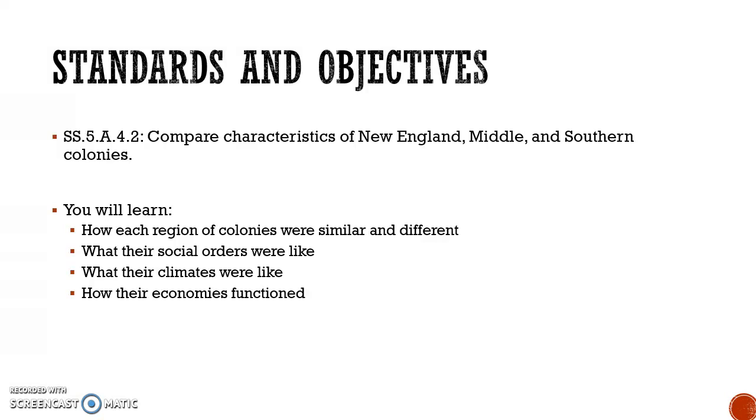Today, we're going to be learning all about how each region of colonies shared similarities as well as differences, what their social orders were like, who was at the top of the chain and who was at the bottom of the chain, and then also what their climates were like and how their economies functioned.